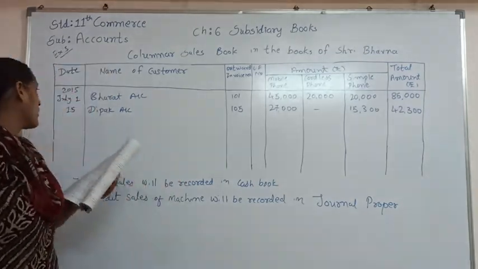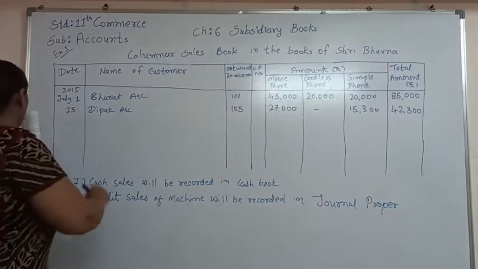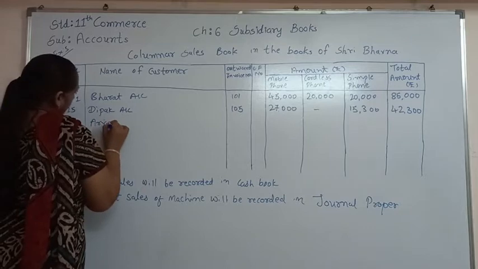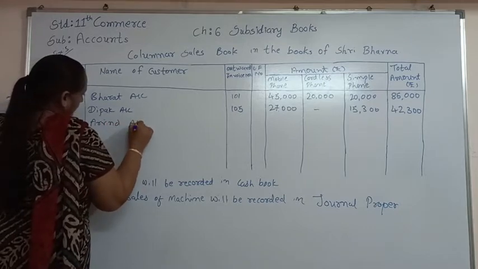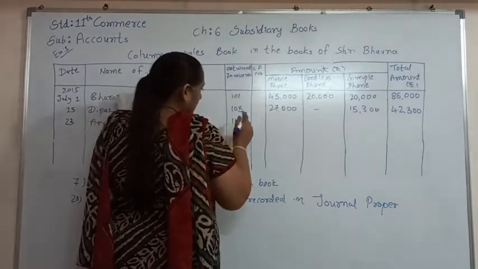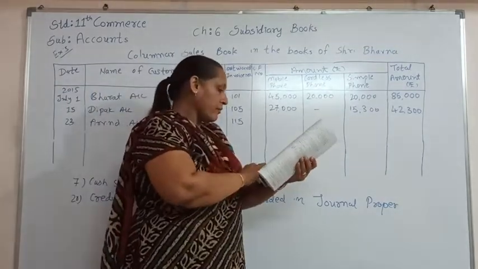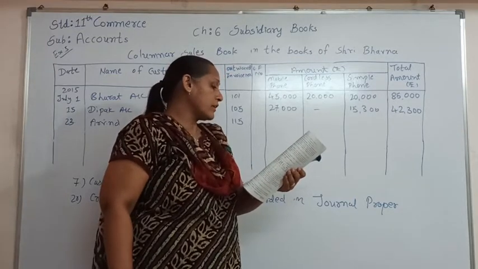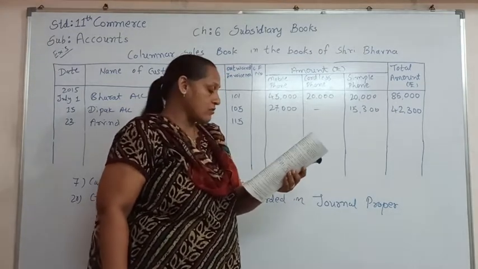And here we will record the whole transaction. So that will be Arvind account, and invoice number is 115. And here, 8 mobile phone at 9,000.